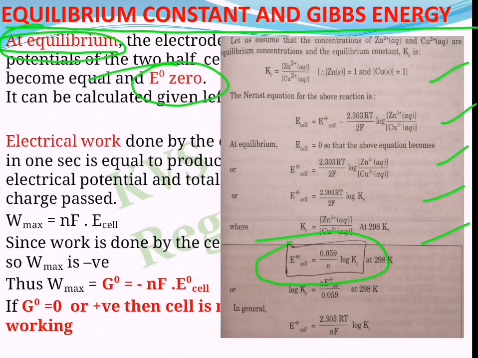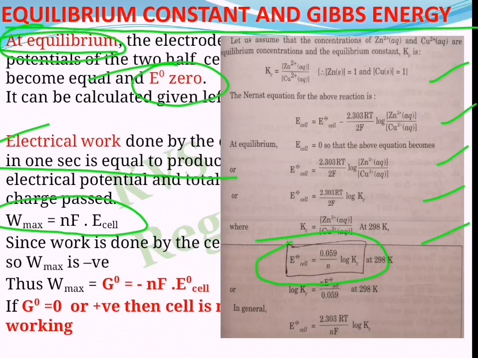Okay, now the next equation is electrical work or Gibbs energy, or the maximum work that can be obtained from a cell. So how much work is obtained from the cell in 1 second? That can be calculated by this formula. Maximum work obtained from a cell is equal to n into F into E cell. nF means charge, number of electrons multiplied by Faraday, into E cell, the EMF of the cell. So by multiplying these three quantities we can find the work obtained from the cell.